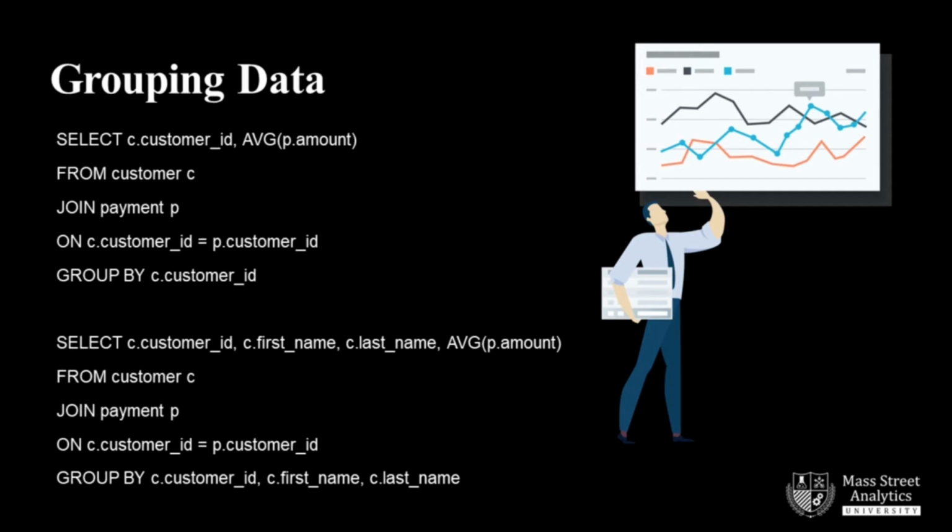You can see what I'm talking about in the second example. We're grouping by customer ID, first name, and last name. Basically, we're looking for the average amount each customer has paid. In order to do that, we have to make sure those things are also in the select clause as shown.